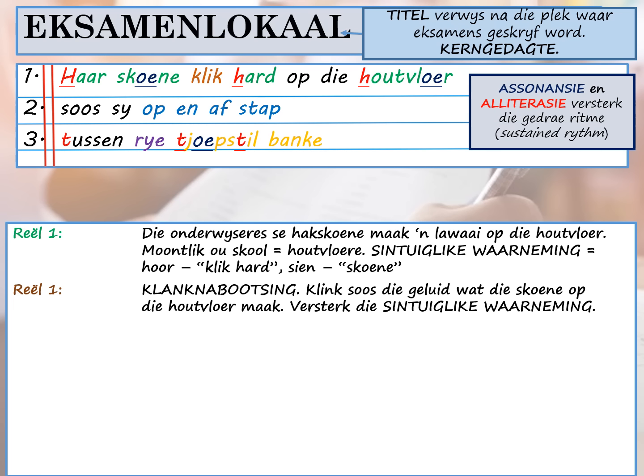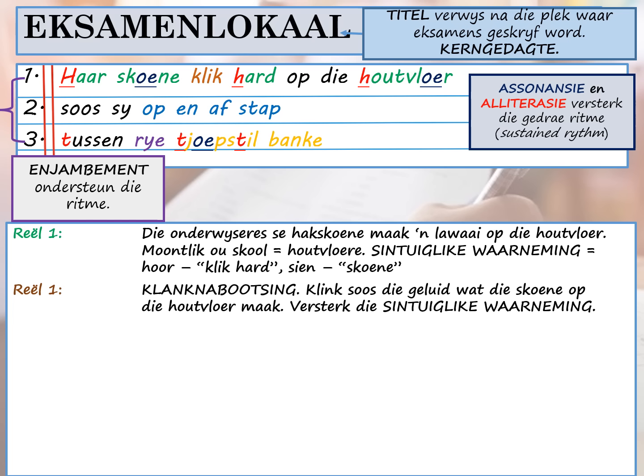We've got assonance and alliteration in your first line. We've got the H in haar, hart, en houtvloer. And we've got the OE sound in skoene, houtvloer, and it also repeats in line 3 with choopstil. It shows you that there is a sustained rhythm. You can think about a teacher walking up and down in the exam venue. It's almost rhythmic, and that's what this assonance and alliteration emphasizes and causes when you read it. There's enjambment from line 1 to 3, again showing you this continuous rhythm.